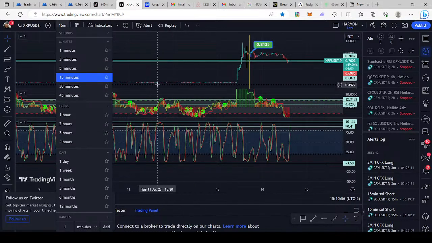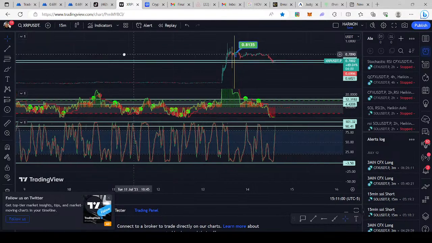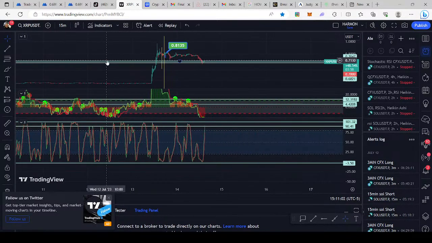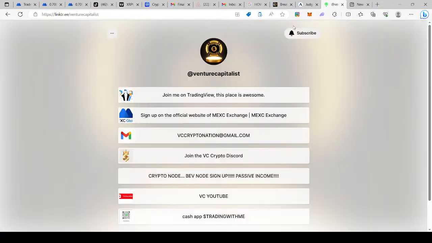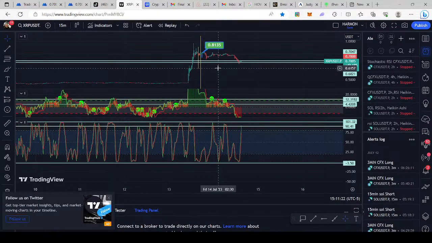All right, so let's start off here, guys. For all you new people, write this down. Let me show you a simple trick of how not to buy the top. This is not hard. If you go to vccryptonation.com, you will see a link that says join me on TradingView. Click that. It is a free thing. Do not sign up to a pro version or anything. Just take the free version with an email, set yourself up, and that's it.